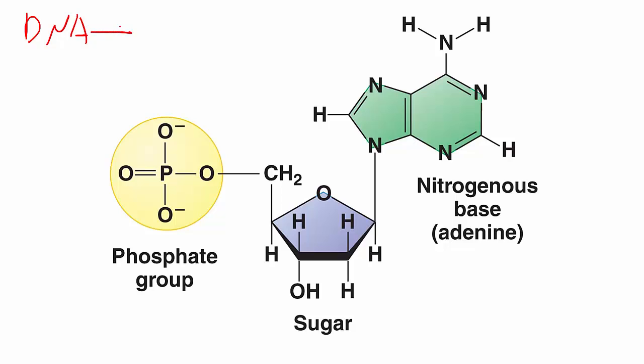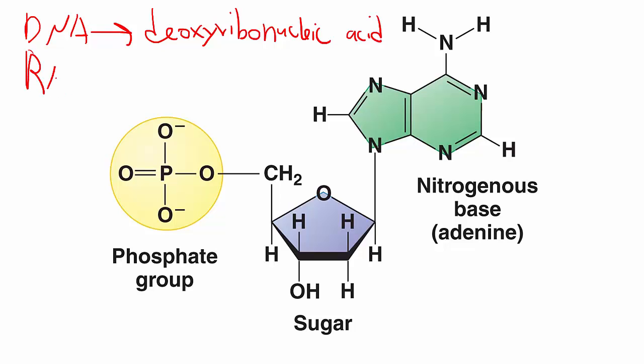So DNA, we went over this before. So DNA is deoxyribonucleic acid. And RNA is ribonucleic acid. And this difference in their names actually points out the difference in their chemical makeup.